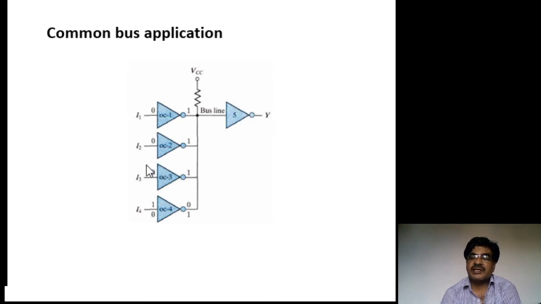Suppose you want to transmit I3 data. You need to maintain the outputs of the I1, I2, I4 gates at logic 1. In that case the Y value equals I3. Like that, a common bus is shared by different gates. That is the application. In the next class you can see another model, that is the totem pole model.